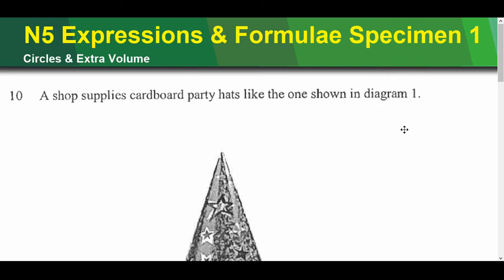Hi there, in this lesson we're going to look at National 5, Expressions and Formula, Specimen 1, Question 10, which is the last question in the Unit Assessment you'll sit, and also going to look at Question 11, which doesn't appear in your paper. It's an old question that used to appear, but it's worth a look at anyway. Right, so here's the last question that you will do.